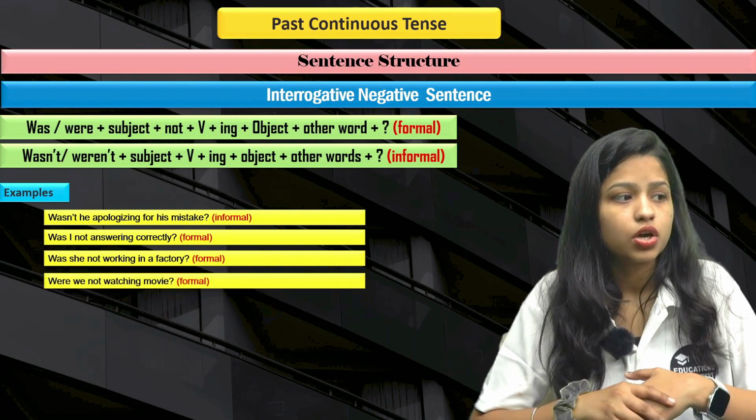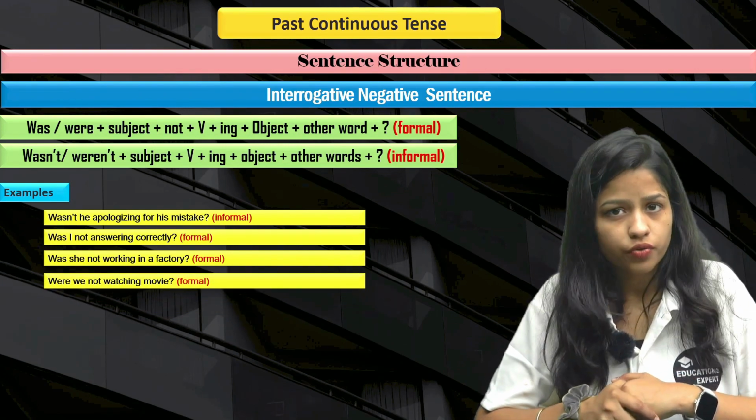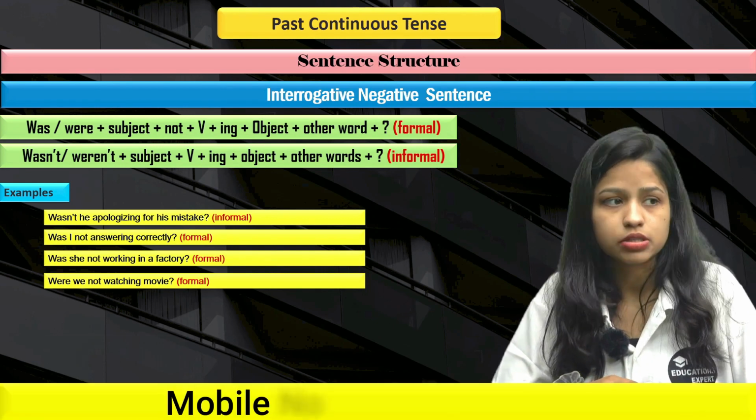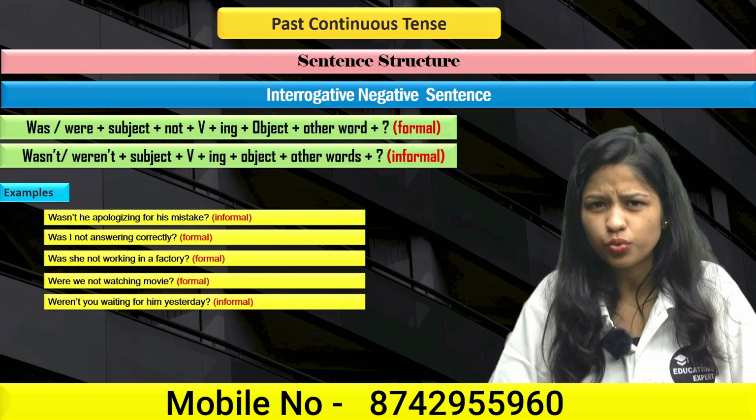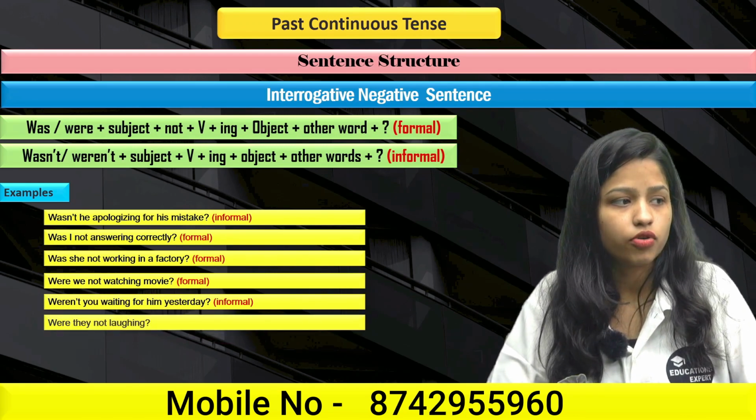Next up we have, were we not watching movie? This is again a formal sentence. Now, weren't you waiting for him yesterday? Again, this is an informal sentence.